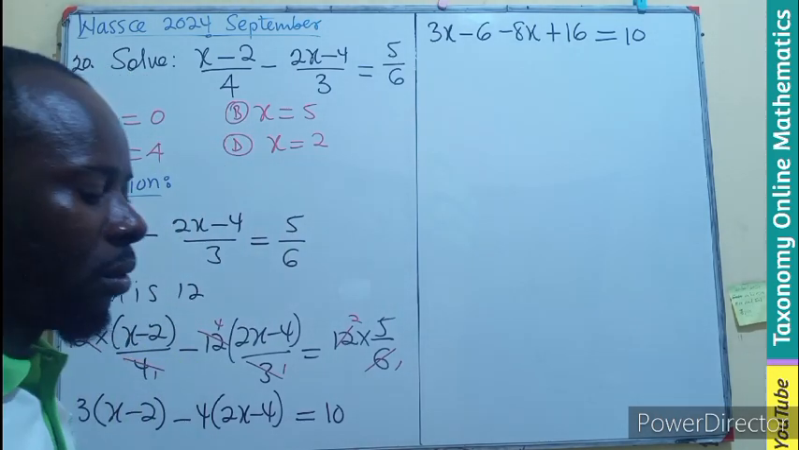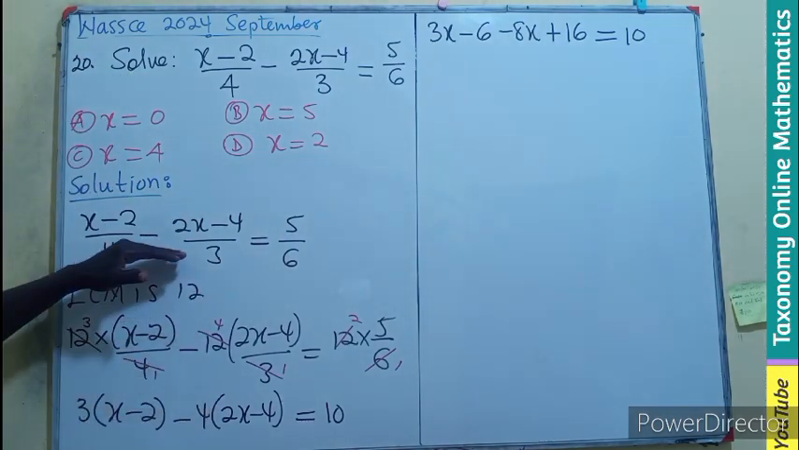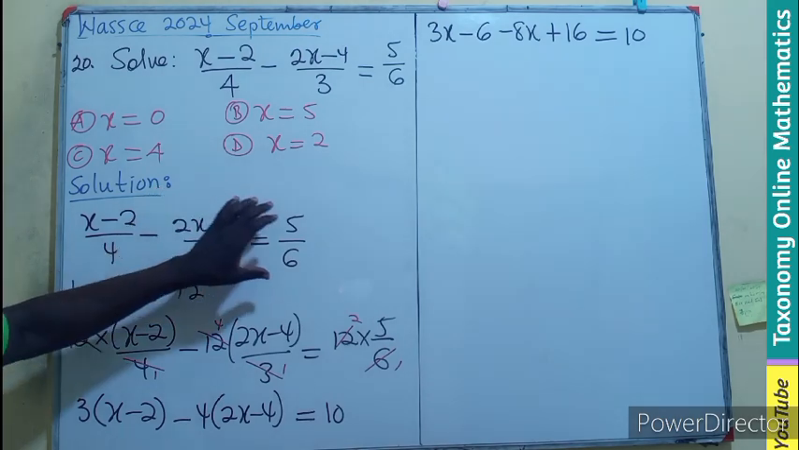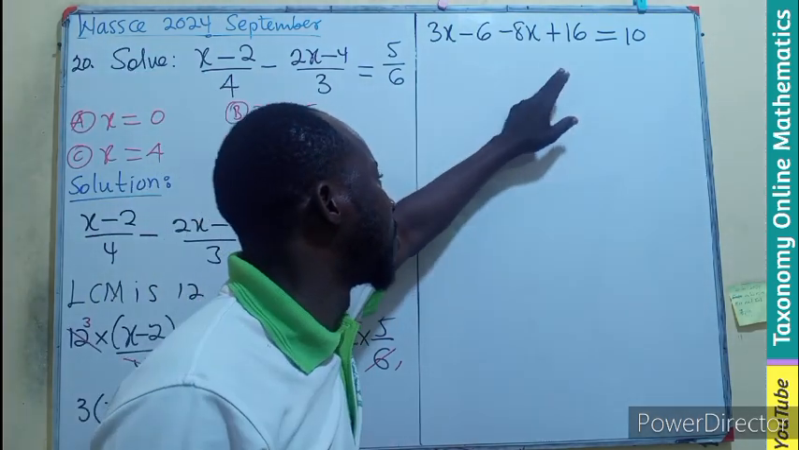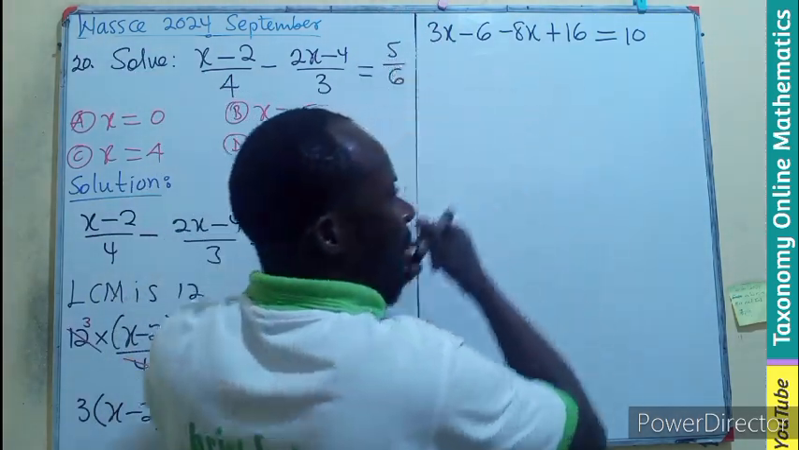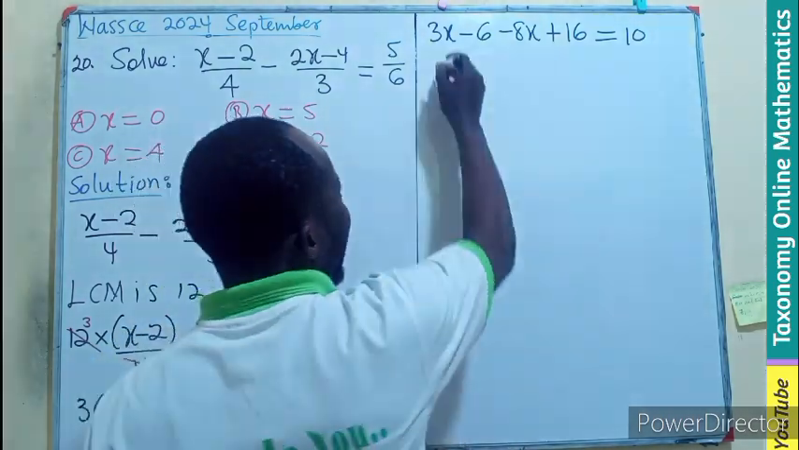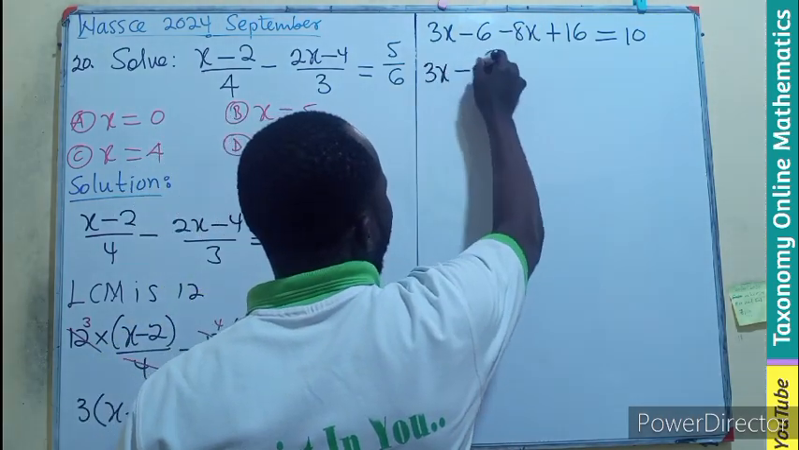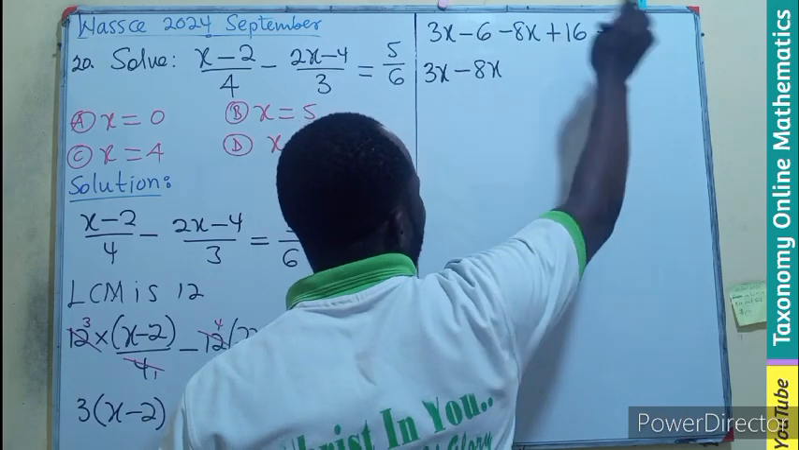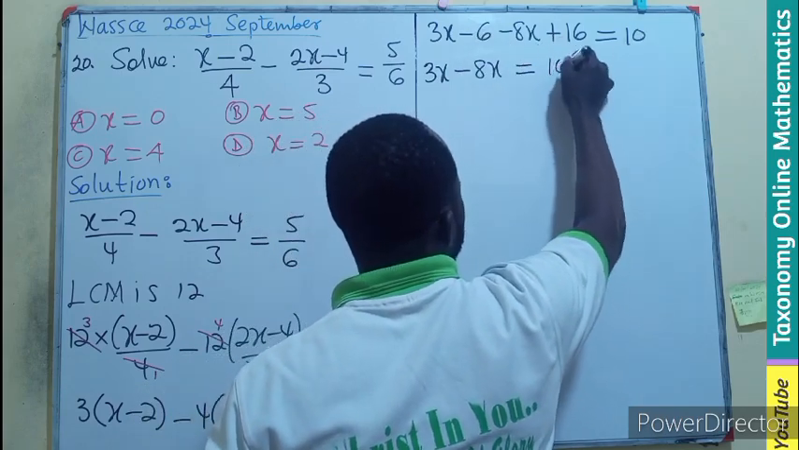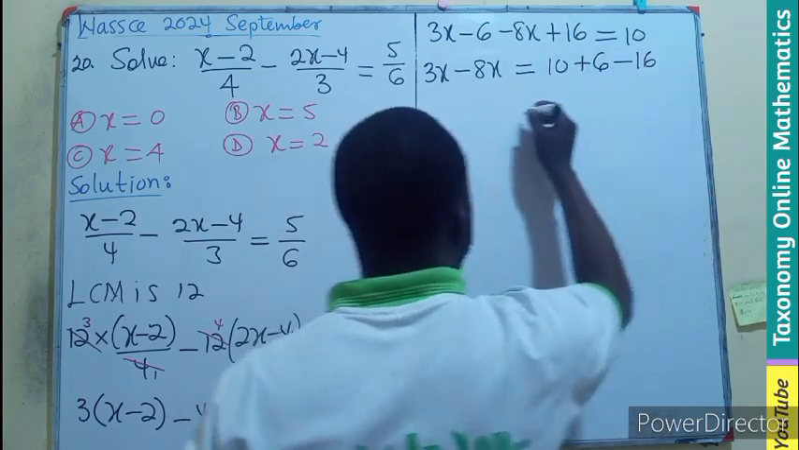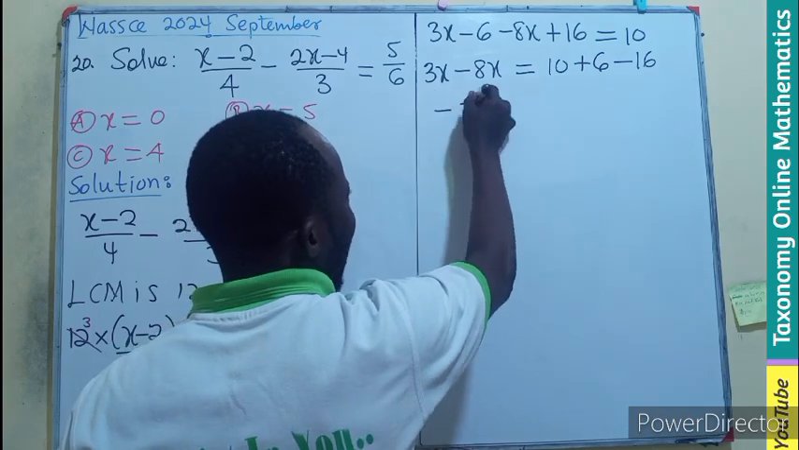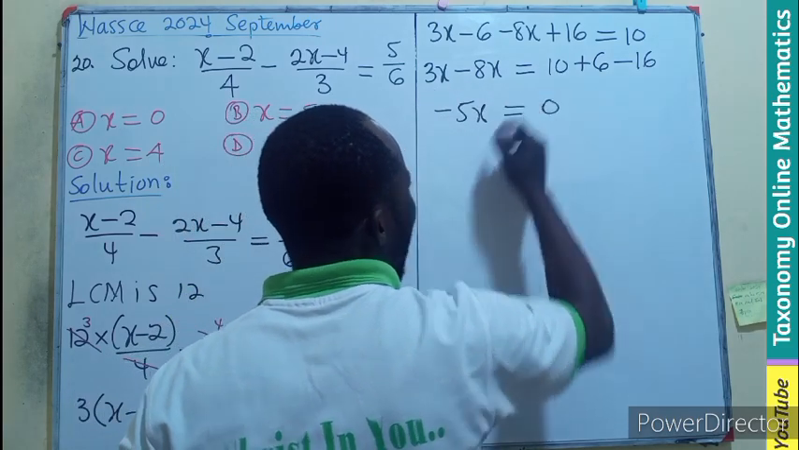So the first step we did was to multiply through by the LCM. The second step is to expand brackets if any, which we are doing. The third is to group like terms. We can see that the x, or the variable, they are all on the left side, so we maintain them. 3x minus 8x. We send the constants to the other side: 10 plus 6 minus 16. So this will be giving us minus 5x equals 0.